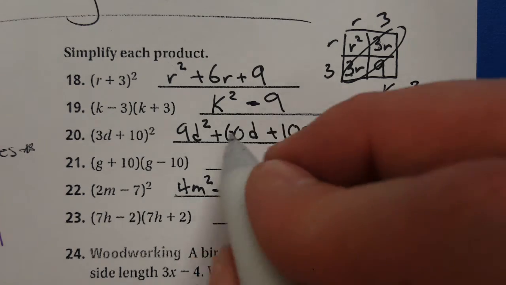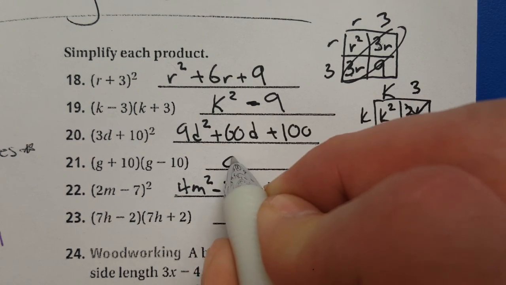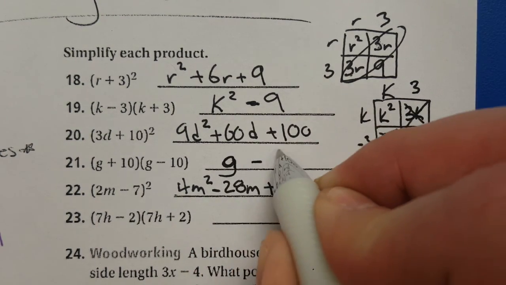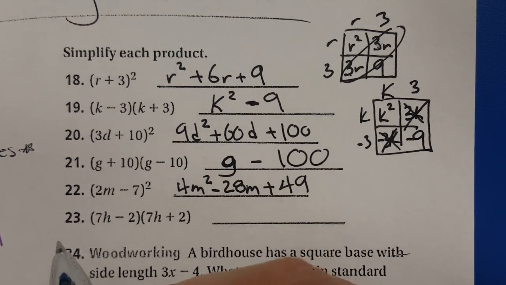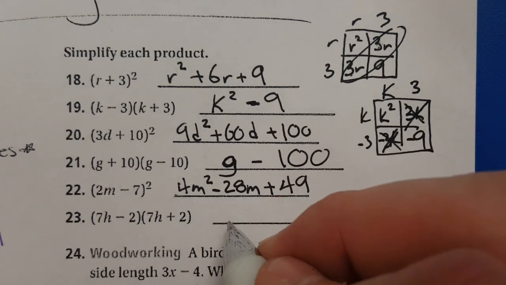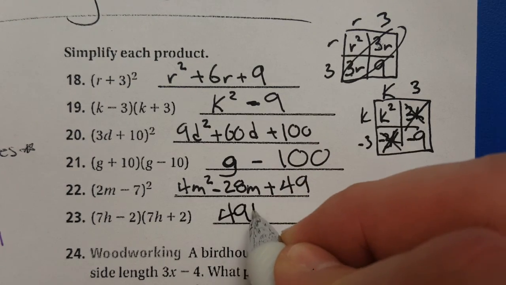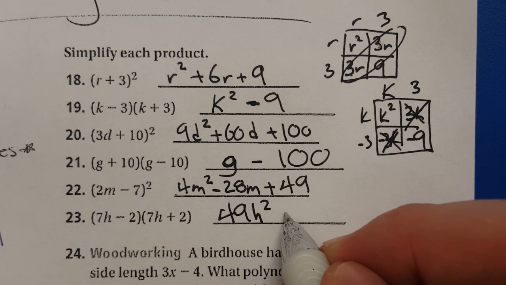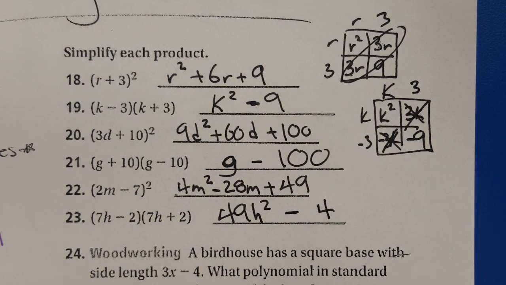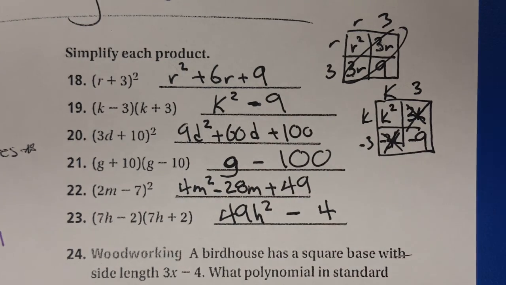Right away, looking at 21, I'm going to go g squared, if I can just make a g here, g minus 100. You don't think I'm right? Make a polybox, prove me wrong. 23, you would have a 49h squared, think 7h times itself, and then 2 times itself would be a 4. A negative 4, of course, because you'd have the negative 2 times the 4. You get the idea.